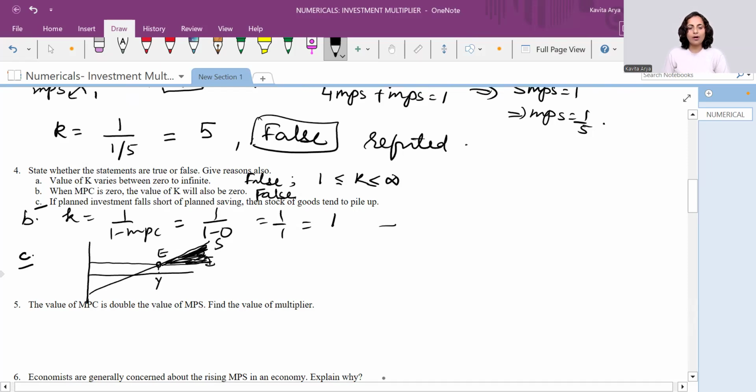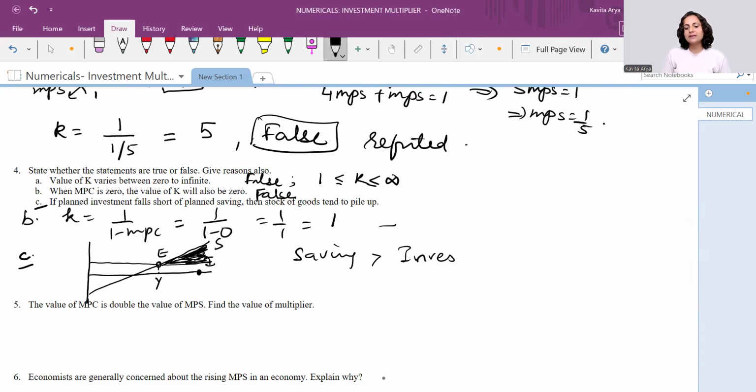So they are saying that if the economy is in this region, the stock of goods tends to pile up. Yes, because this is a situation where the planned savings are more than investment. It means people are not spending. If they are not spending, it means the stock would simply tend to pile up. Hence, this statement is true.